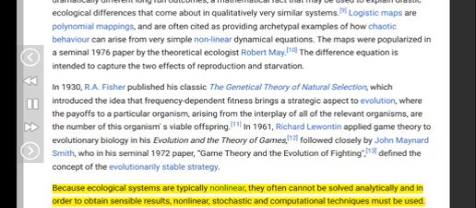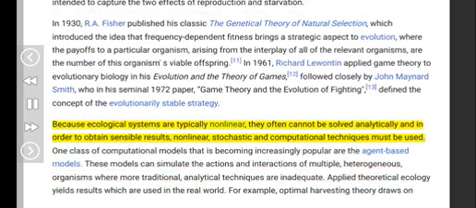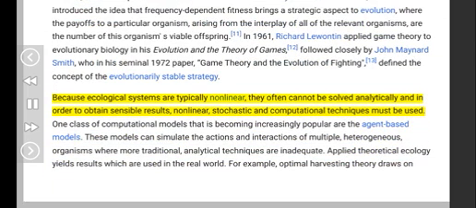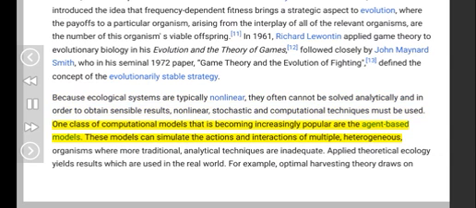Because ecological systems are typically nonlinear, they often cannot be solved analytically, and in order to obtain sensible results, nonlinear, stochastic and computational techniques must be used. One class of computational models that is becoming increasingly popular are the agent-based models. These models can simulate the actions and interactions of multiple, heterogeneous, organisms where more traditional, analytical techniques are inadequate.